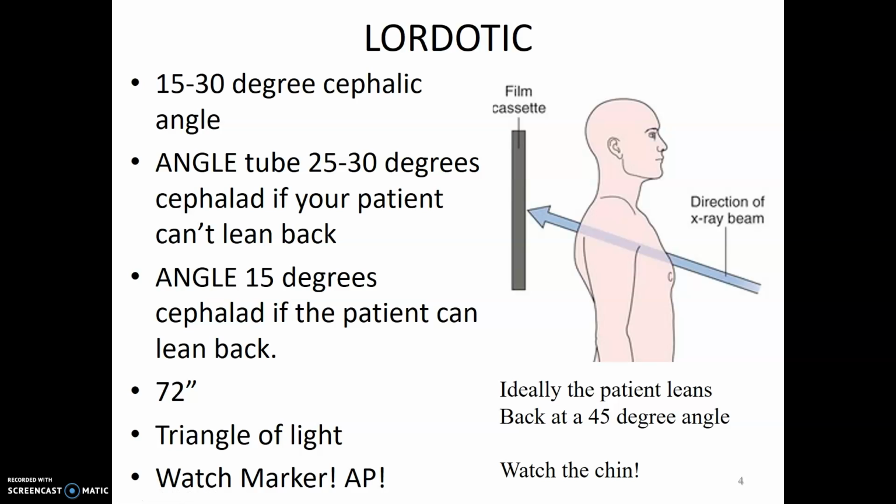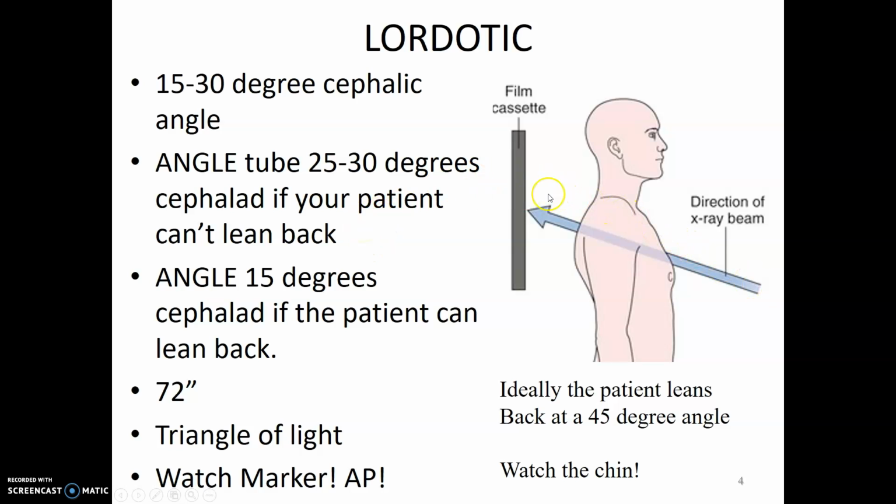There can be some modifications to this depending on what the patient can do. If the patient can lean back at that severe angle as you saw in the other pictures, then you don't really need an angle. If they can't lean back at all, you're gonna have to angle pretty significantly, so closer to this 25 to 30 degrees angle. If they can lean about 15, you can match them with a 15 angle. In general, it's a 15 to 30 degree cephalic tube angle, so you're gonna angle up towards the head if you need to use an angle.